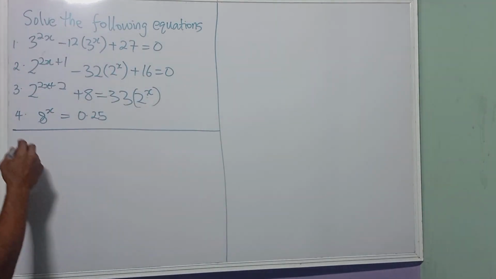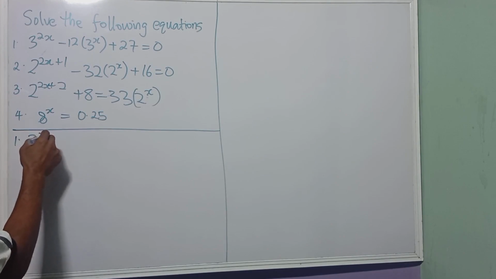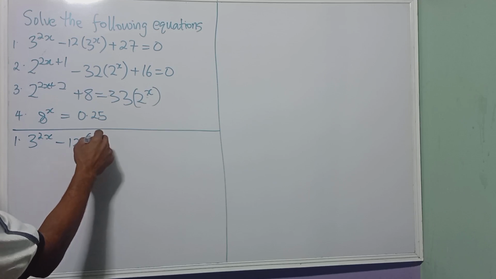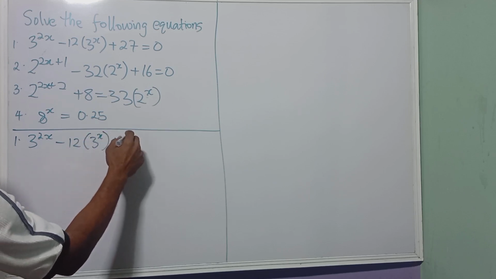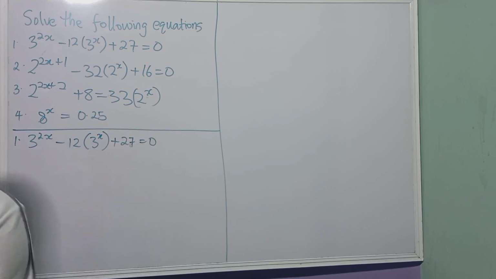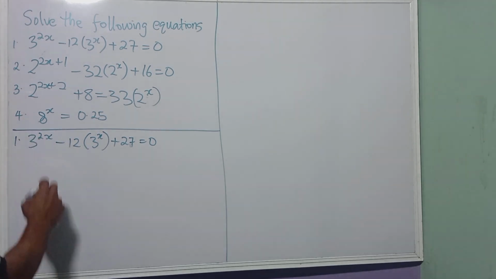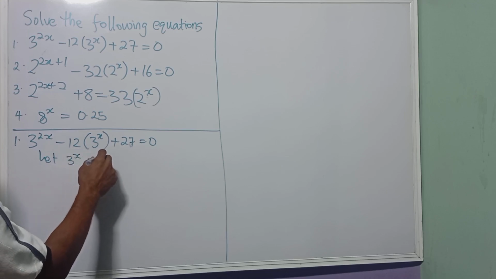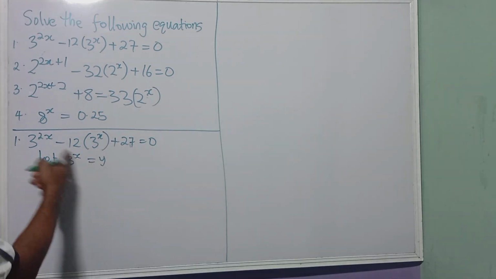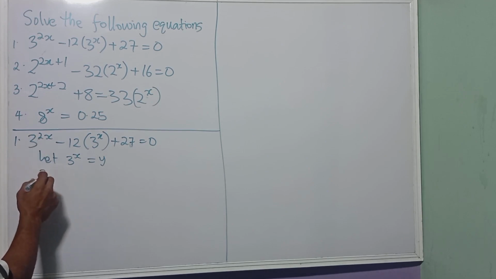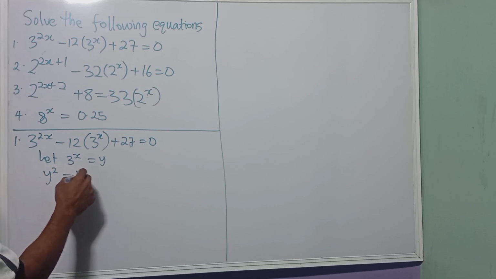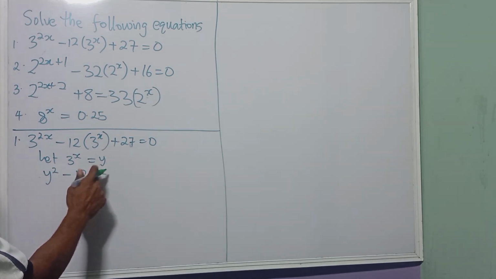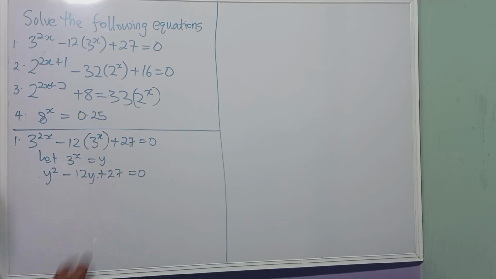Now in solving these following equations, we have question 1: 3 raised by 2x minus 12, 3 raised by x plus 27 equals 0. Now, to solve this, we'll first of all put this into an equation where we'll say, let 3 raised by x equal y. If 3 raised by x equals y, this becomes y squared minus 12y plus 27 equals 0.